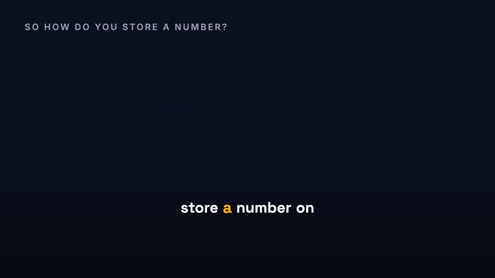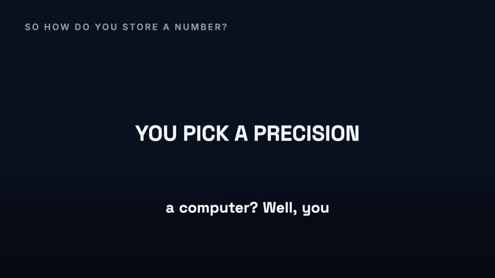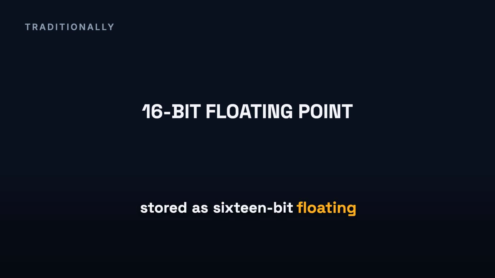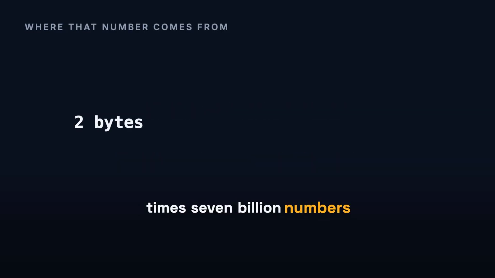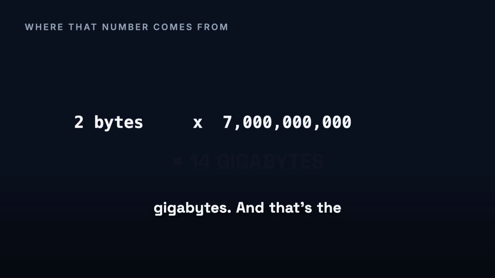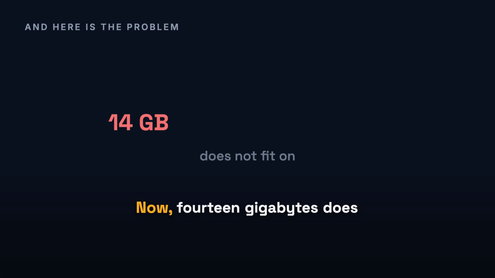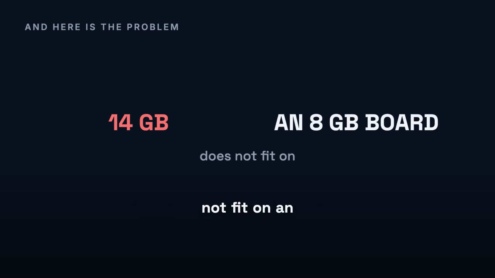Now, how do you store a number on a computer? Well, you pick a precision. Traditionally, these weights get stored as 16-bit floating point, and that's 2 bytes for every single number, so 2 bytes times 7 billion numbers gives you about 14 gigabytes. And that's the whole mystery of where that number comes from, it's just multiplication. Now, 14 gigabytes does not fit on an 8 gigabyte board.